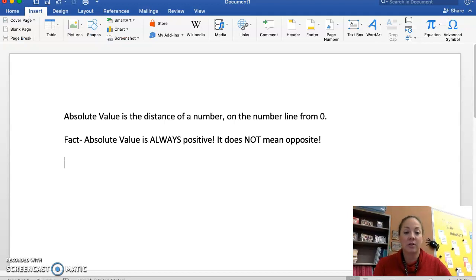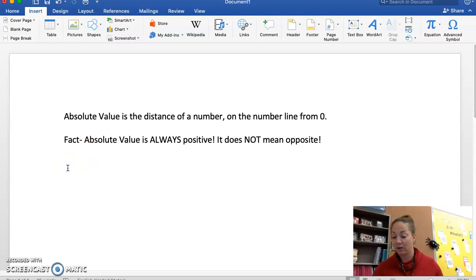So our first vocabulary word, which is a review word, is absolute value. And absolute value is the distance of a number when we're using a number line from 0. A fact about absolute value is that it is always positive, no matter what. Absolute value is always positive. Make sure that you're not just thinking it's the opposite of the number you're given.